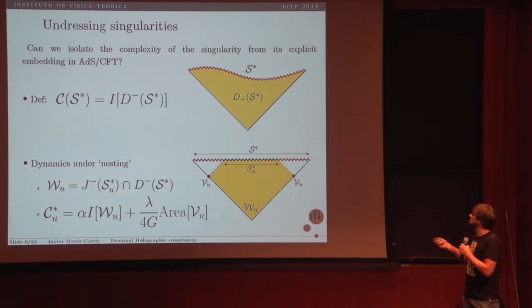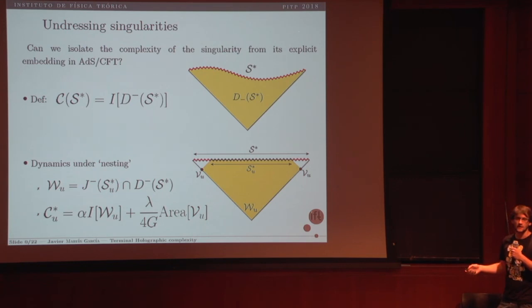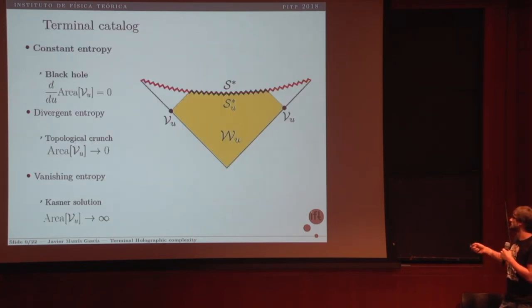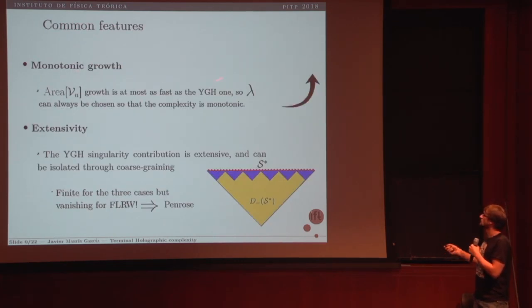So we try to find a way to address these singularities, to define some quasi-local notion of complexity for them. We just assign this kind of past domain of dependence patch, and we define dynamics under a nesting of this sort. We couldn't prove anything in total generality, but we just computed this quantity in several qualitatively different scenarios. And, well, I cannot go through them because I don't have time. But the moral is that we arrived at some common features.